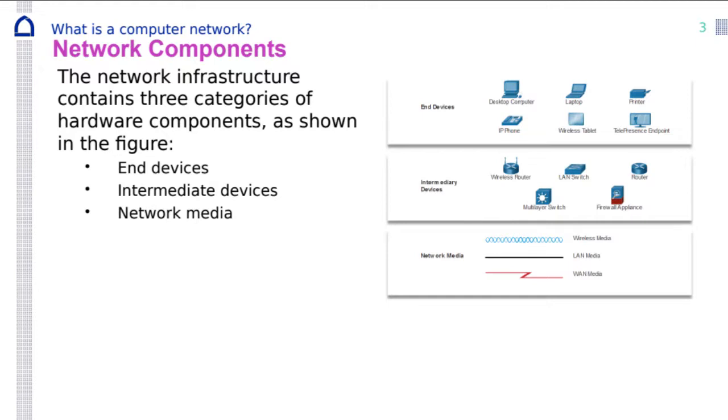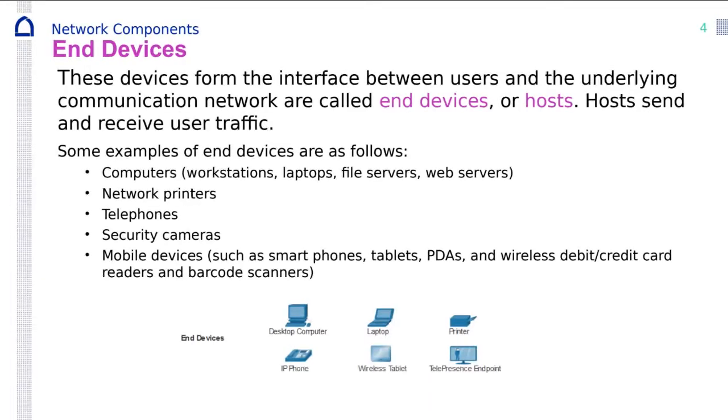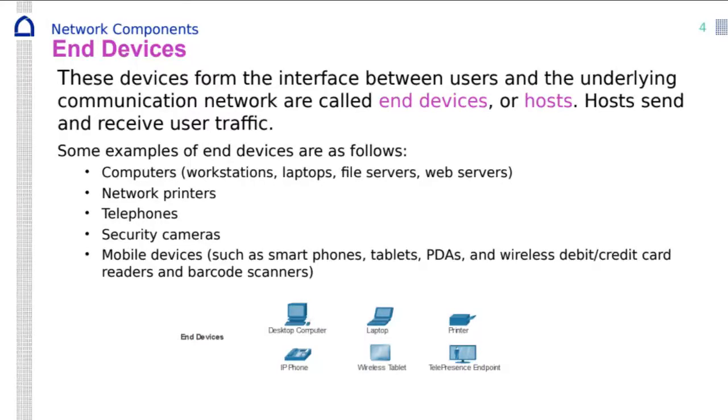All right, so we have end devices, intermediate devices, and network media. We'll talk about each one. End devices are the devices that form the interface between the user and the underlying communication network. Because you don't communicate with the router directly. You don't sit on the router or switch and start communicating, right? You have to go through your laptop, computer, or scanner. So these are called end devices or hosts.